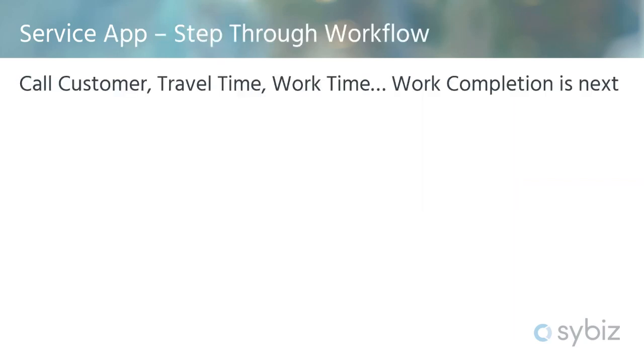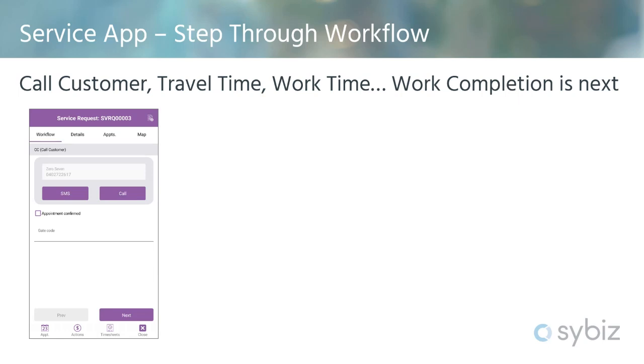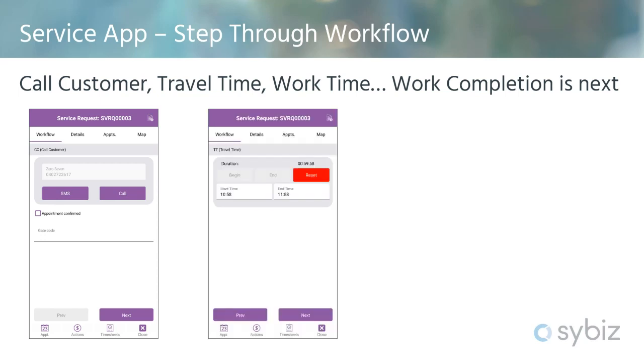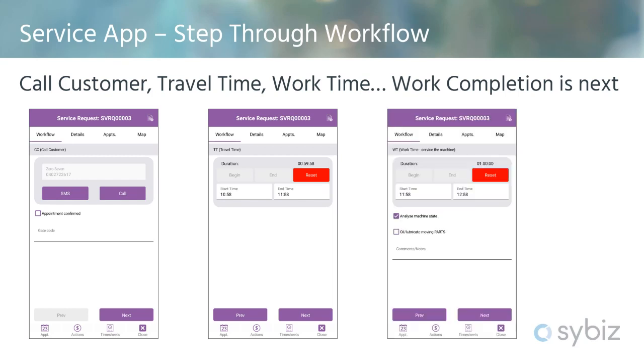This is just an example of needing to call the customer to confirm the appointment and get the gate code if necessary, and then going through logging the travel time, and then the time conducted on site, as well as checking a few more bits and pieces off. It can even go through and capture signatures and things like that. That's not going to mean a lot to a number of people, so we won't go into any more detail as far as those workflow steps are concerned, but it's just good to know that they exist.